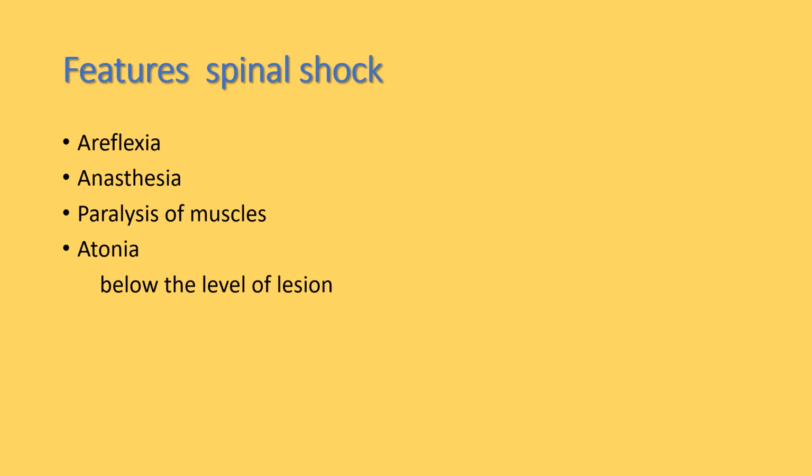Immediately after the spinal cord lesion, the animal or human being enters the stage of spinal shock. Features of spinal shock are areflexia: all the reflexes are lost. All sensation is lost, which is called anesthesia. Paralysis of the muscles is seen, so all the muscles are paralyzed. Atonia: below the level of the lesion, tone is lost. That is called atonia.